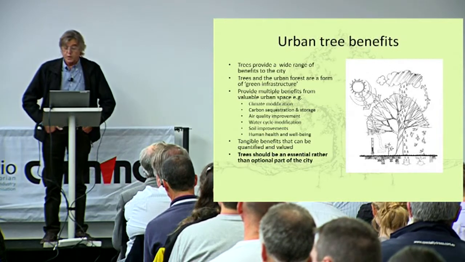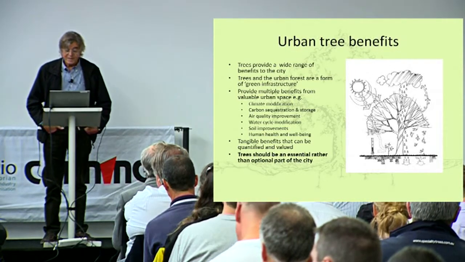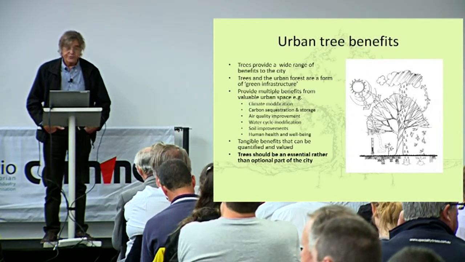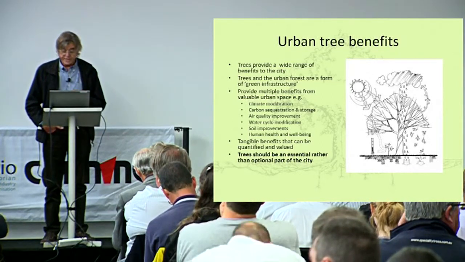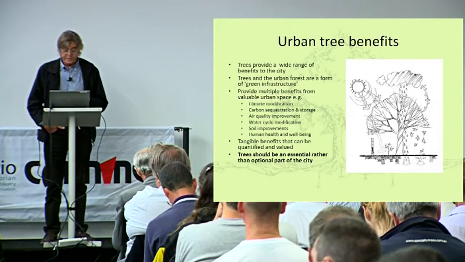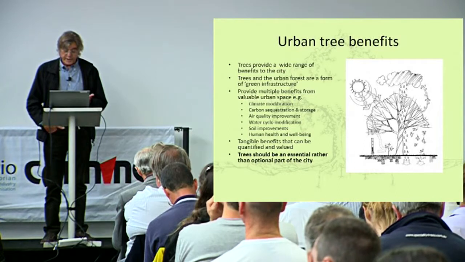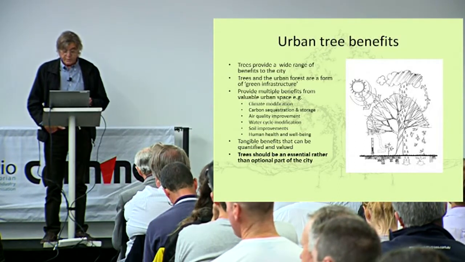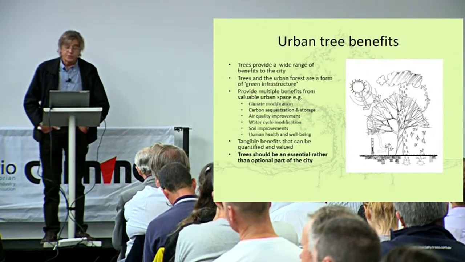My starting point is really urban tree benefits. We all know that trees provide a wide range of benefits to the city. The trees and the urban forest are a form of green infrastructure. They provide multiple benefits. Some of those are listed there, I won't go through them, but they're tangible benefits that we can actually quantify and value. So my first point really is that trees should be an essential rather than optional part of the city.